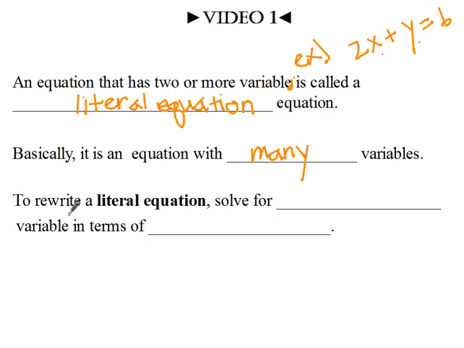Now, to rewrite a literal equation, you have to solve one variable in terms of the others. So for example, 2x plus y equals 6. You have x and you have y. And I'm going to ask you to either solve for y or x. And I'll show you what these look like in the practice. So let's move on to example number 1.